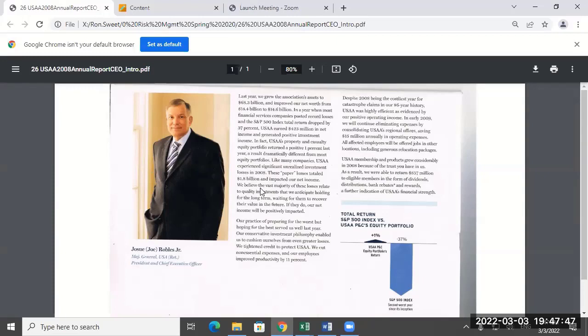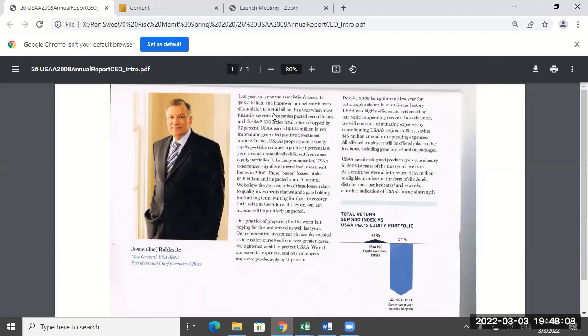But here's his annual report from the year I retired. Last year, we grew the association's assets to 68 billion. Our net worth improved by $200 million. Thank goodness we hedged our pension plan. You remember it was up how much? It was up $600 million.